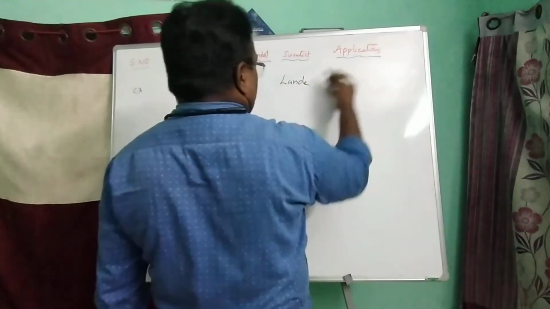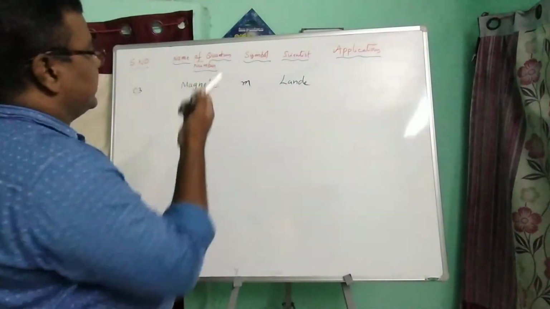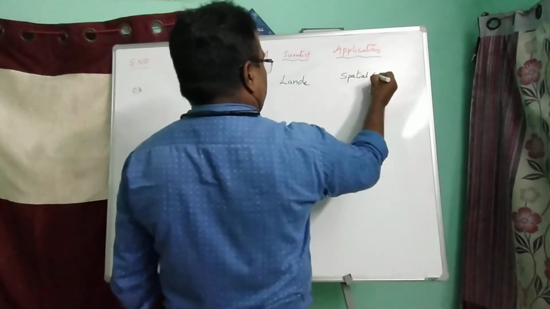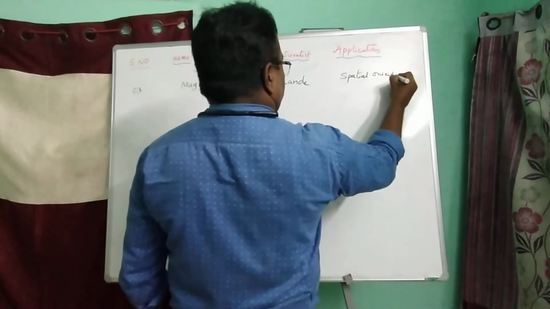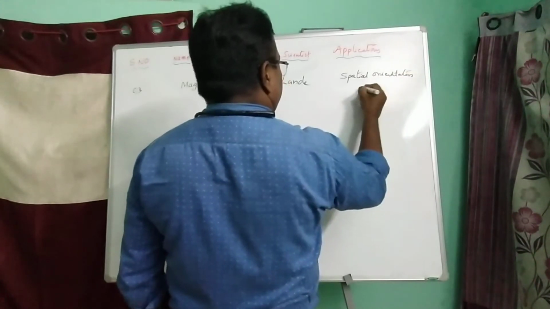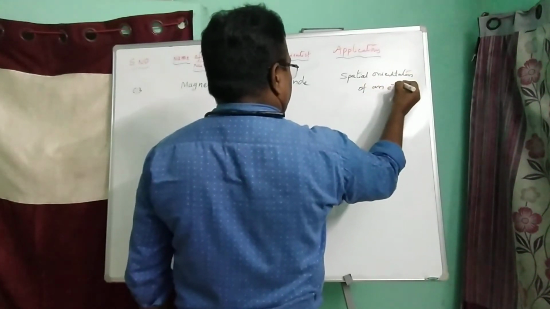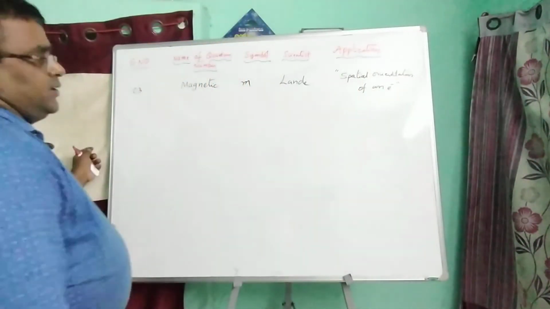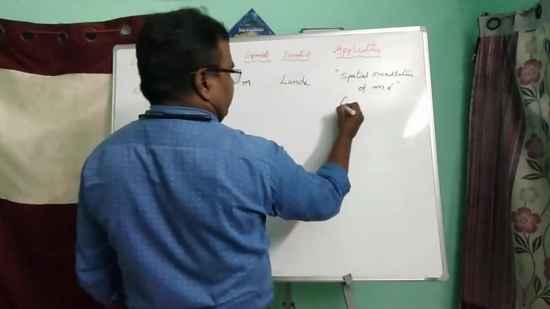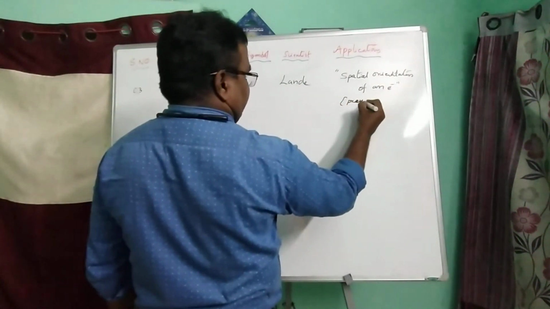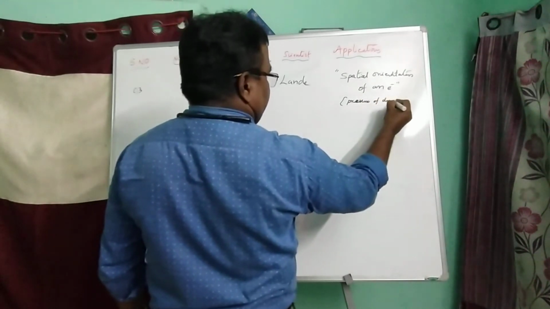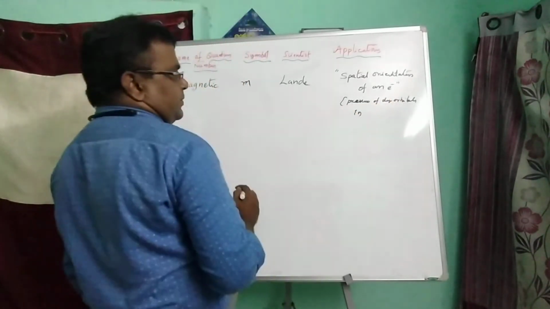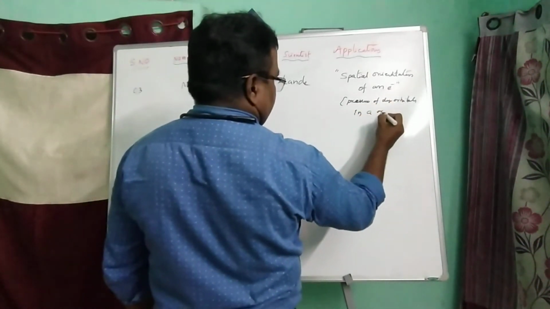What is the use or application of the magnetic quantum number? It represents the spatial orientation of an electron. What is meant by spatial orientation of an electron? Simply say, it is the presence of degenerate orbitals, simply suborbitals, in an orbital.